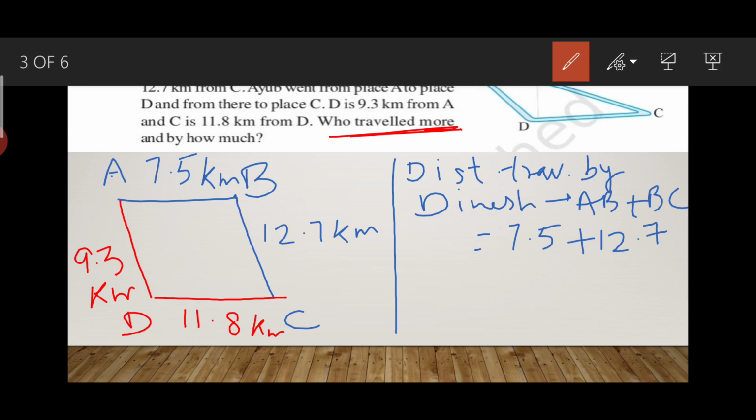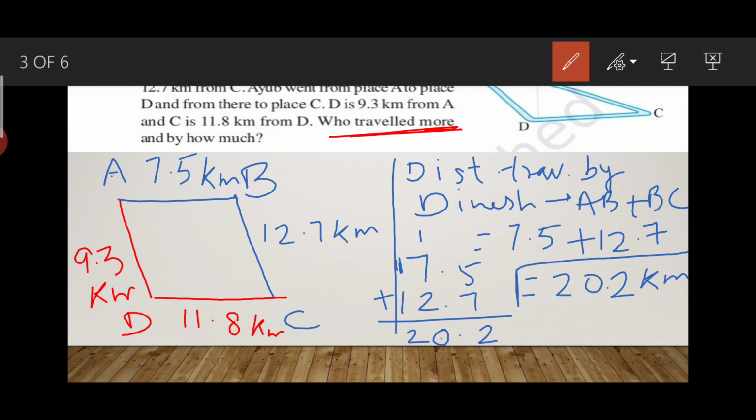What will you get if you add 7.5 and 12.7? You have to keep in mind that you put decimal under decimal. Under the decimal of 7.5, put the decimal of 12.7. And before the decimal, how much is there? 12. So you will write 12 like this, and 7 like this. You have to add these values. 7 plus 5 is 12, 2 carry 1. 1 and 3 is 4... 7 and 3 is 10, 0 carry 1. 1 and 1 is 2. So the distance traveled by Dinesh is 20.2 kilometers. This is the distance traveled by Dinesh.